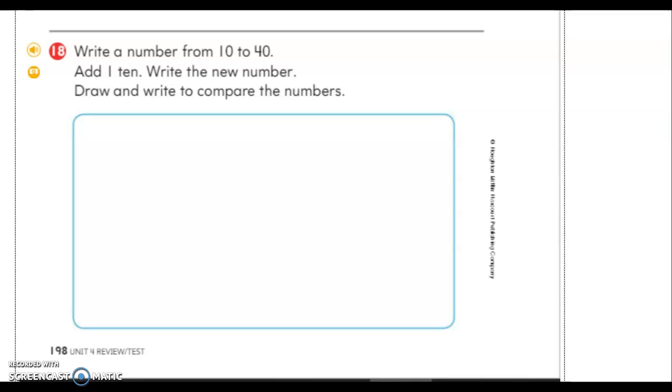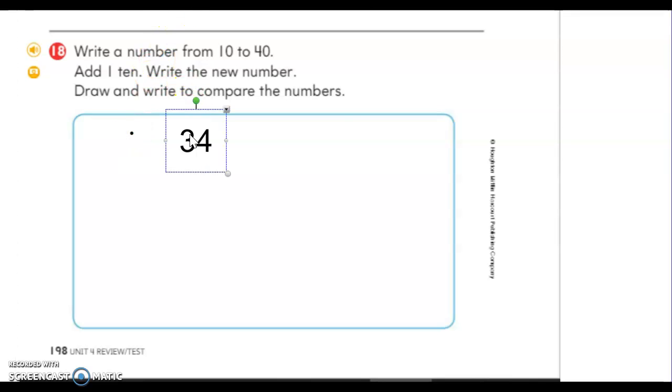For number 18, the last problem that you have, it says write a number from 10 to 40, add one 10, and write the new number. It says draw and write to compare the numbers. So I'll do an example one. You can choose this one if you really want to, or you can challenge yourself and try something else. Okay, so I'm going to pick, let's see, I'm going to pick 34.